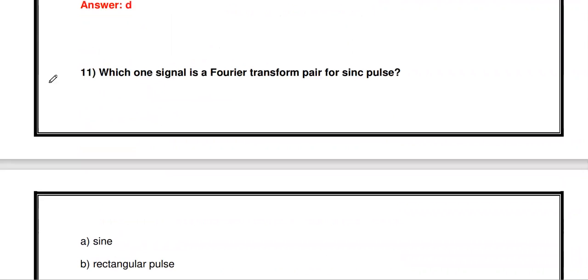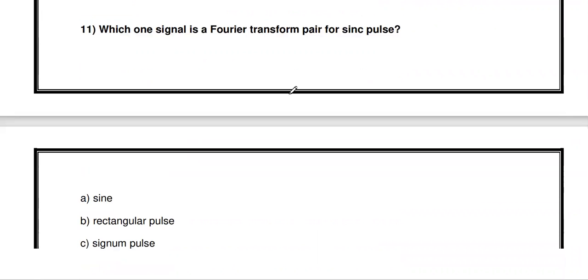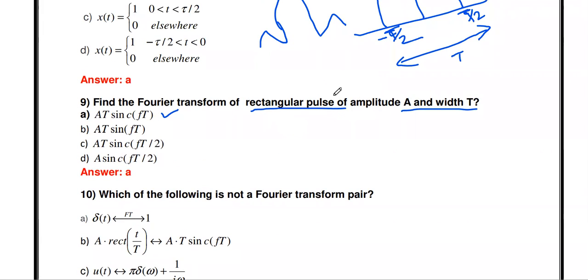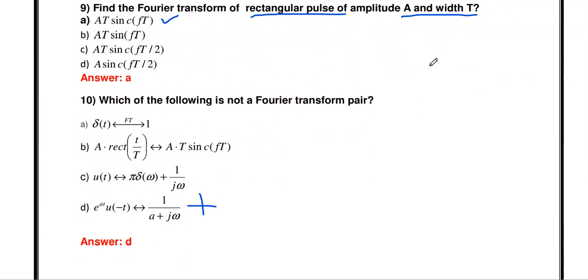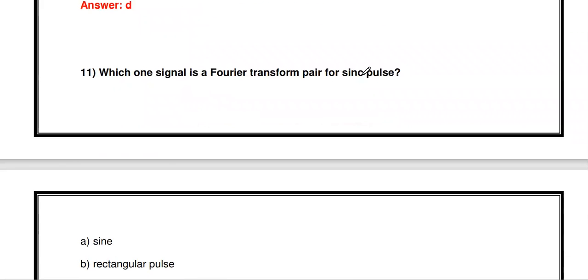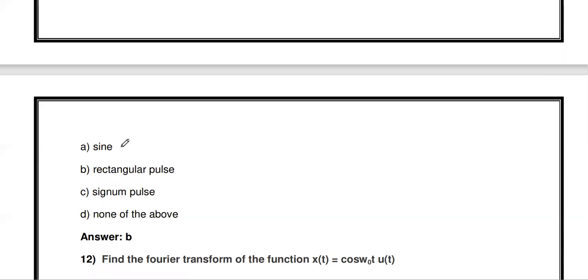Then the next question: which signal is a Fourier transform pair for a sinc pulse? Already I told you, if you are taking the Fourier transform of a rectangular pulse, the answer is sinc. Similarly, if you are taking the Fourier transform of a sinc signal, we will get a rectangular shape. That's why the rectangular pulse and sinc pulse are a Fourier transform pair. The options are sine, rectangular pulse, signum, none of the above. Rectangular pulse is the correct answer.